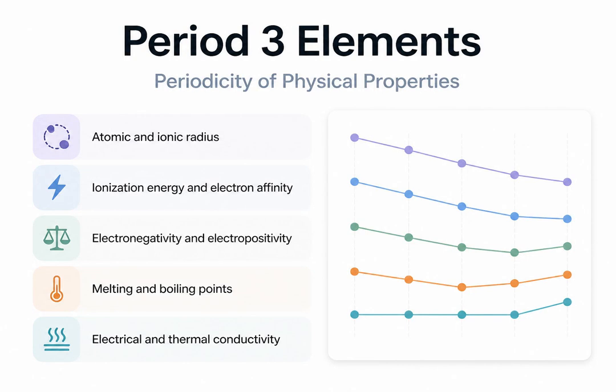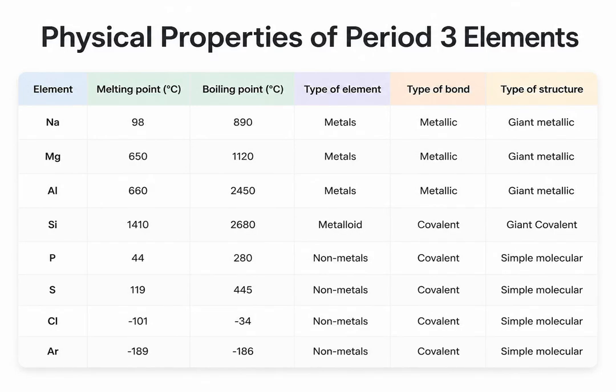Welcome, everyone. Today we are diving into the fascinating world of period 3 elements. We are going to explore how their physical and chemical properties change as we move across the periodic table from left to right. Let's start by looking at some raw data. As we move from sodium to argon, we transition from metals to a metalloid and finally to nonmetals.